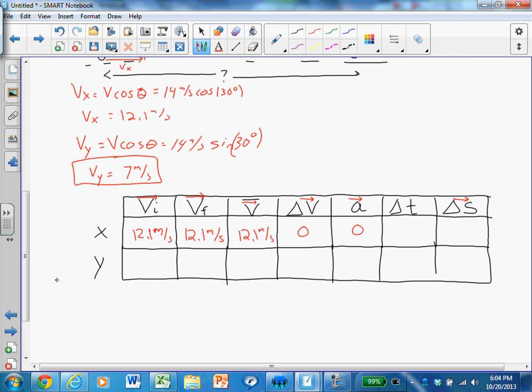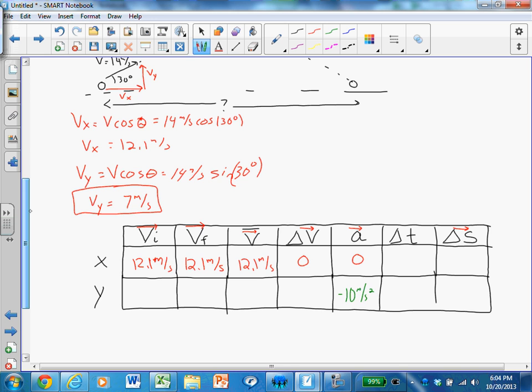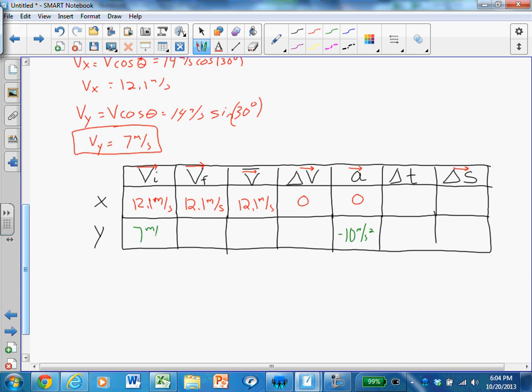In the y, we know that a is minus 10, and we have this original velocity in the y. The original velocity in the y is 7. But if it's plus 7 going up, the final velocity right before it hits the ground is going to be minus 7 going down. And that's all we know at this point. So I can't fill in either of the ones in the x, delta t or delta s, until I get something else. Until I get delta t in the y.